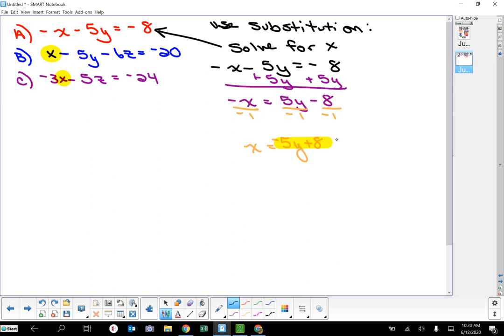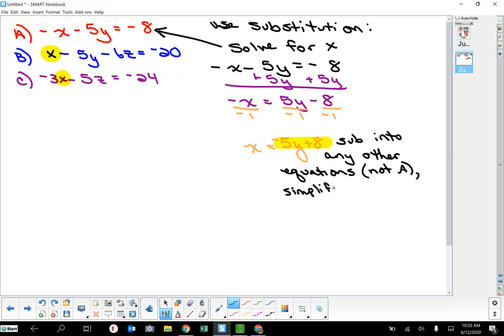So I'm going to sub this into any other equations, not A, because that's what it started out as, and simplify, and then see if I get my 2 by 2 system. I know that it's going to happen here. You might need to see it all laid out before you actually see it happen. But I'm going to take anywhere there's an x, I'm going to put this negative 5y plus 8.